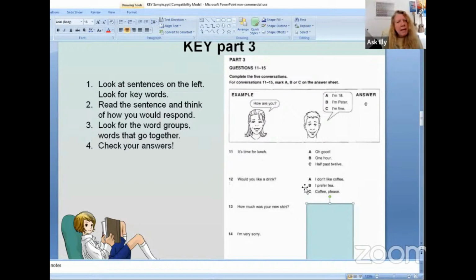Okay, so which one is the best answer? They both sound right. Which is the correct answer? If you said coffee, please, that's the correct answer. We don't say I prefer coffee. Would you like a drink is answered with yes, or coffee, please, or tea, please. If I said, do you want coffee or tea? If I gave you a choice, then you could say, I prefer tea. So this would be a choice.